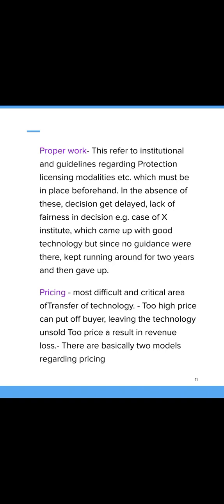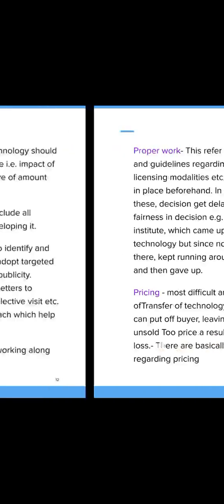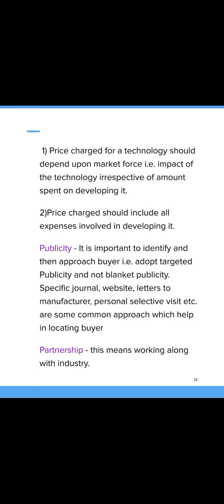Third one is pricing, the most difficult and critical area of transfer of technology. Too high a price can put off buyers, leaving the technology unsold; too low a price results in revenue loss. There are basically two models regarding pricing. First one is price charged for a technology should depend upon the market force, that is impact of the technology irrespective of amount spent on developing it. Second one, price charged should include all expenses involved in developing it.